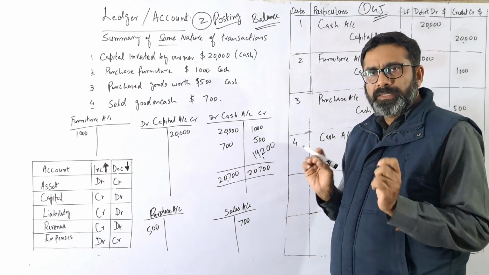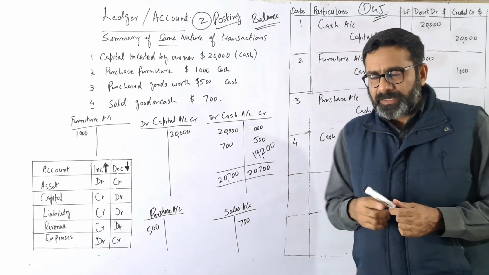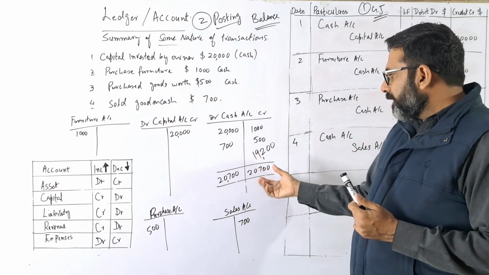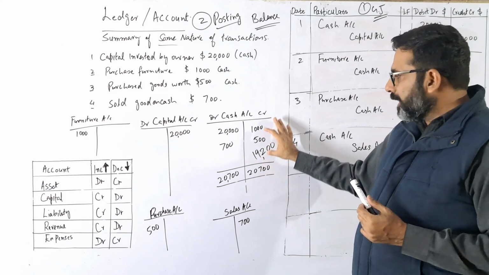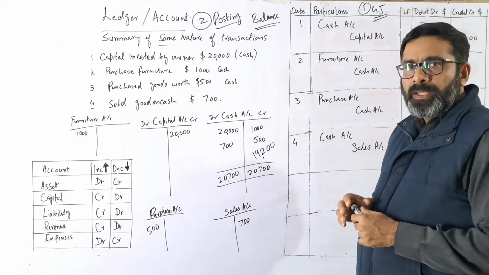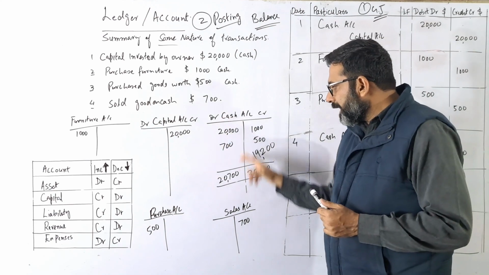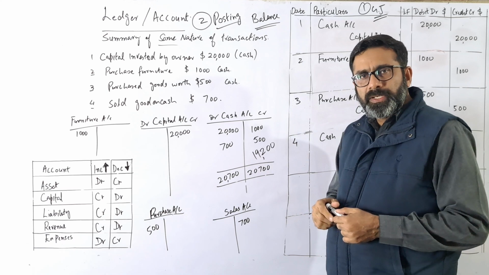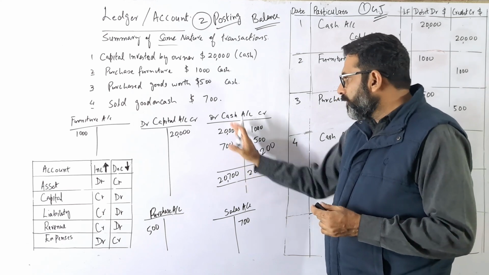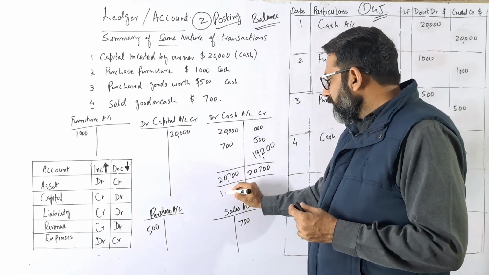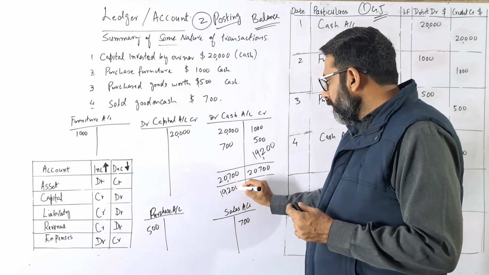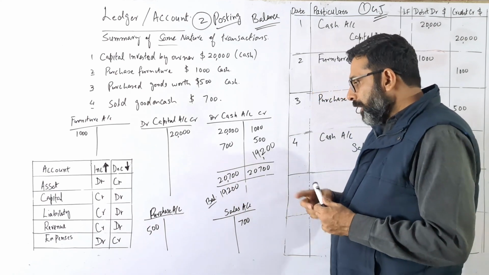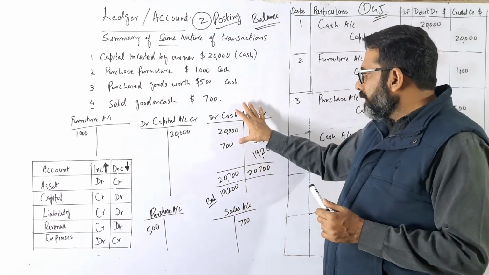But here, just for understanding purposes, just look at that this is the difference on the debit and the credit. So which side is the difference? It is the difference on the credit side, so we just put the amount on this side. But now if we total the debit side and if we total the credit side, the difference is 19,200. So we will write on which side? We will write on the debit side 19,200 as the balance. So this is the balance of the cash account.